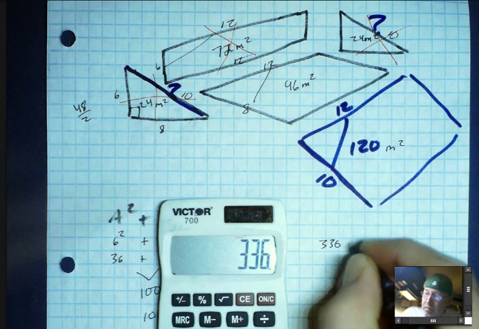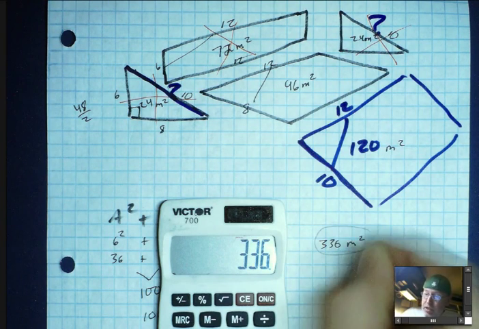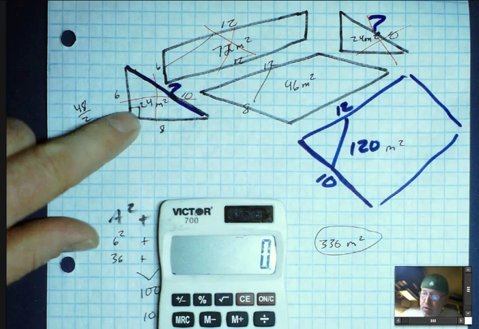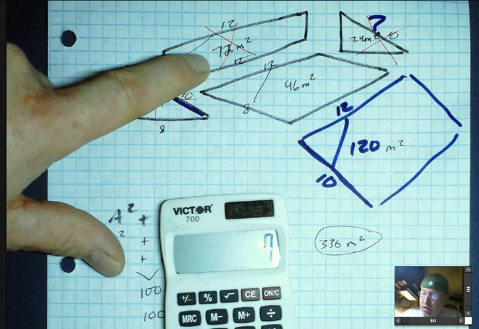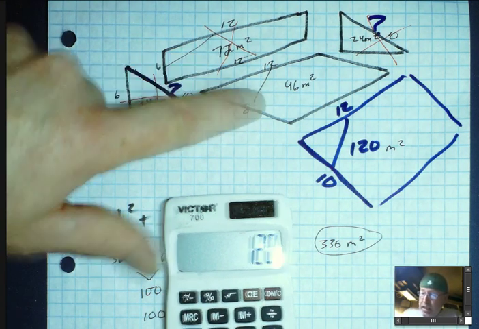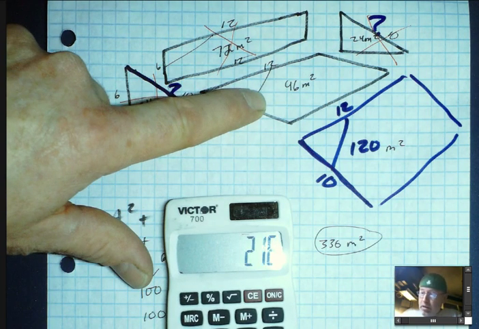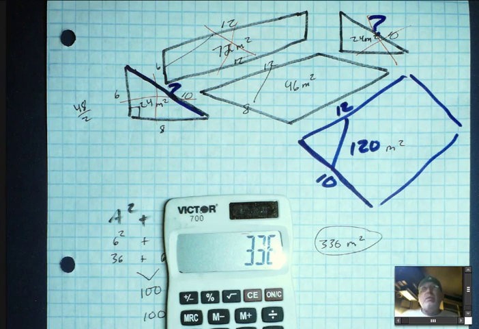336 meters squared would be the surface area, but let's just double check that because that was fast. The two ends would be 48, plus 72, plus 96, plus 120, which is equal to 336 meters squared.